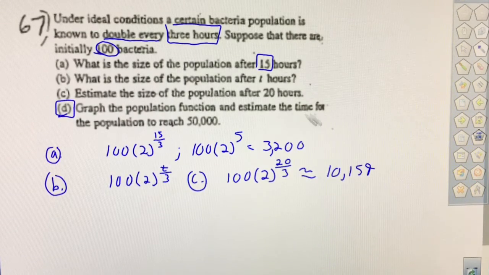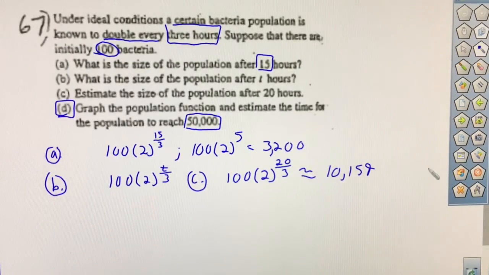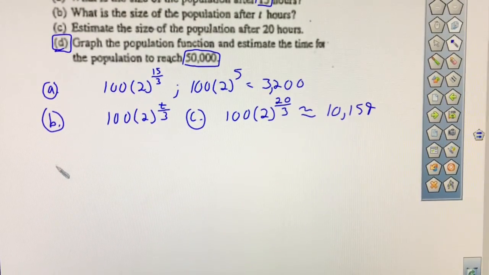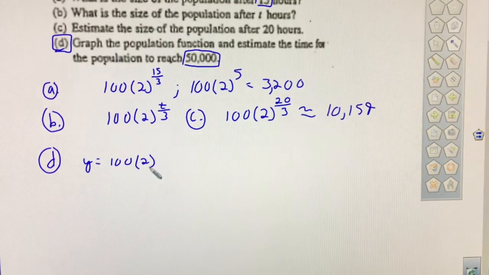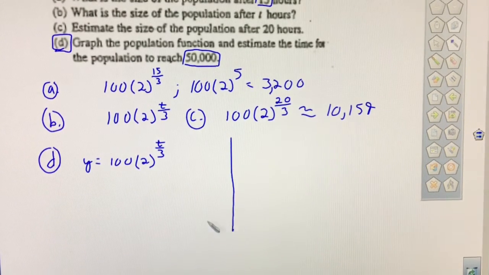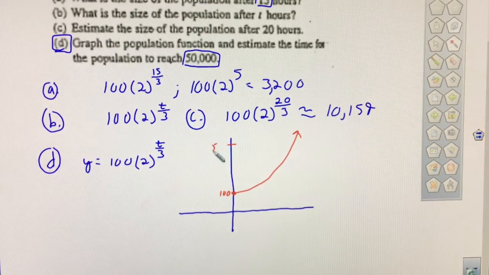D, graph the population function and estimate the time for the population to reach 50,000. So they want to know when it equals 50,000. So part D, if I graph y equals 100 times 2 to T over 3, that graph is going to start at 100. And it's going to grow rapidly from there. And he wants to know when y equals 50,000. So they want to find this x value on the graph, or time. I'm just going to go ahead and do it algebraically instead of estimate. I'm going to find out exactly where it is.